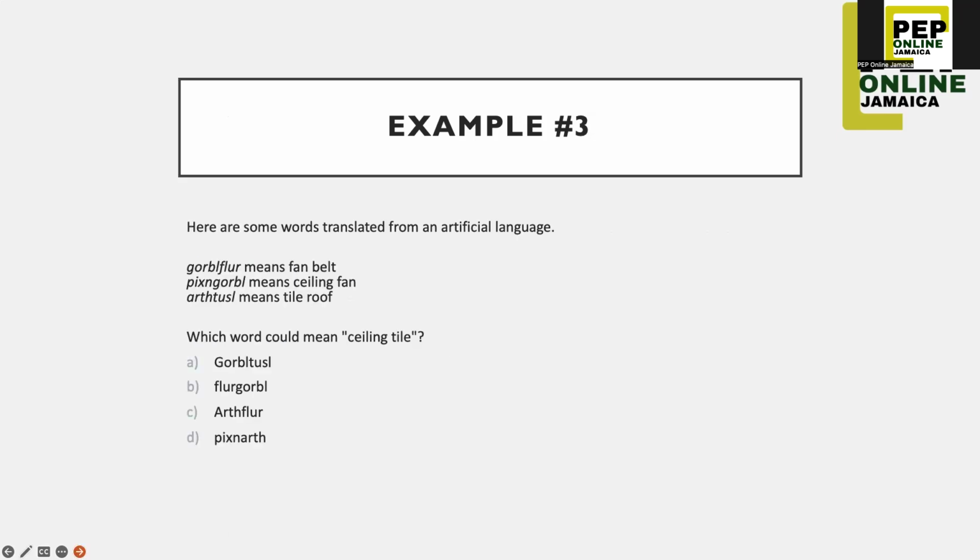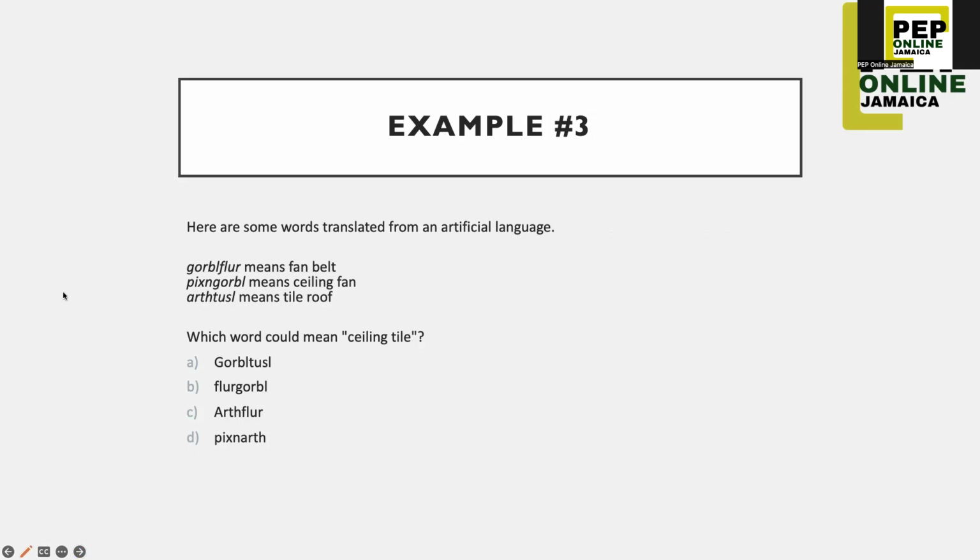Moving on to the third example now, this is how your typical exam questions would look. A little bit more complicated because it's spelled. Now, here are some words that are translated from an artificial language. I am not going to sit down and try to pronounce these words, to be honest, but we're going to look at them and look at how they are designed.